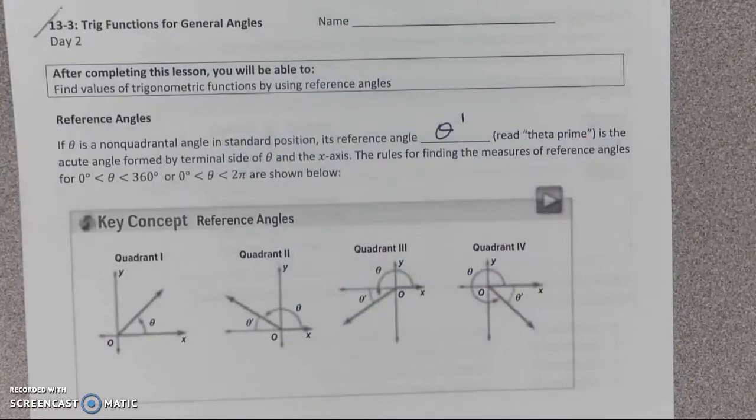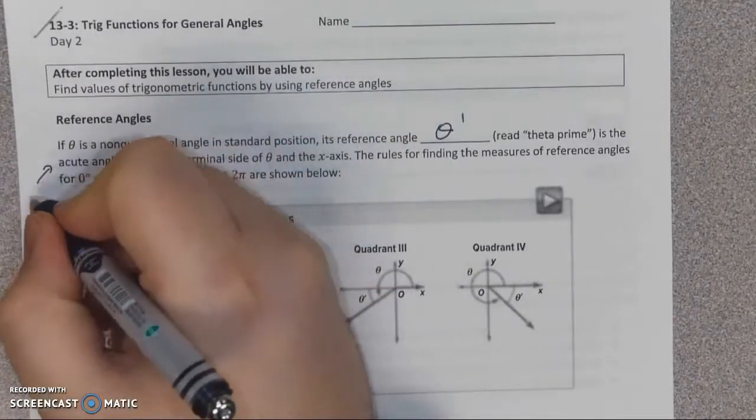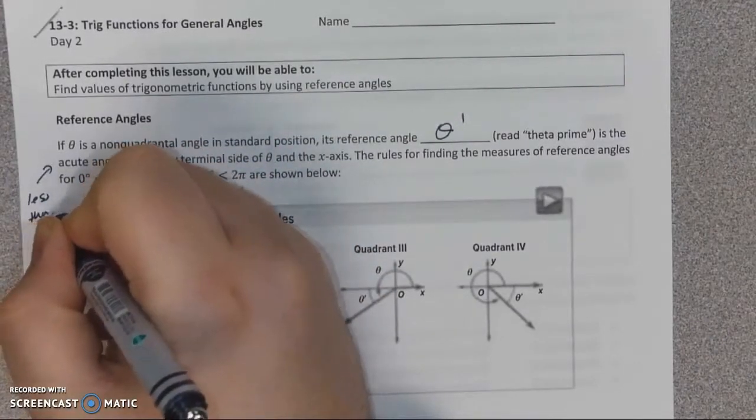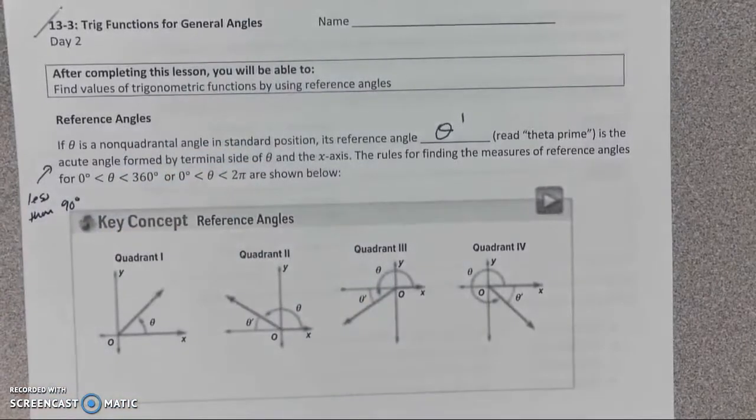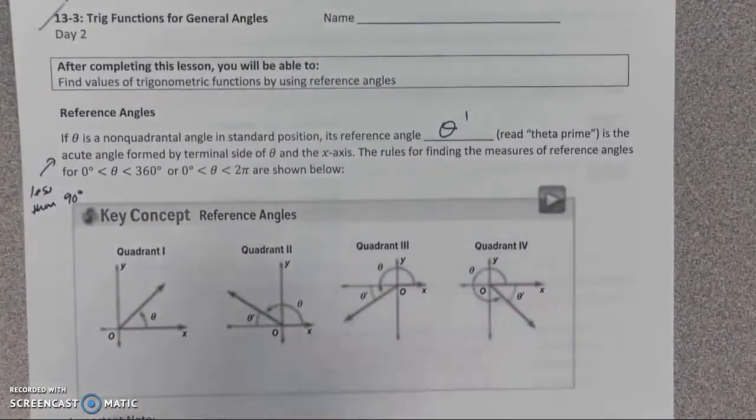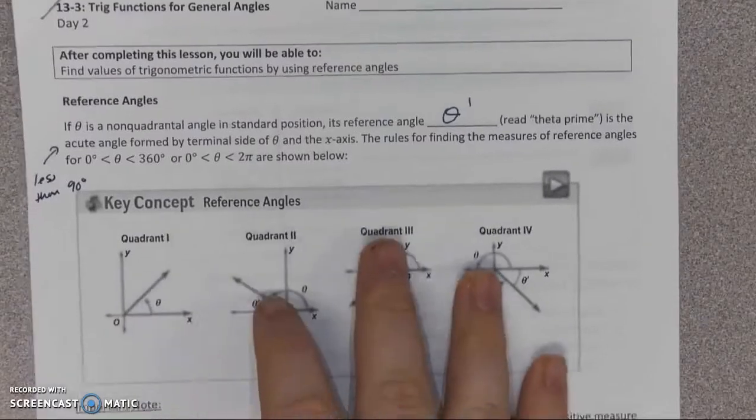theta prime, is the acute angle formed by the terminal side of theta and the x-axis. So this angle is acute, which means it's less than 90. The rules for finding the measures of reference angles for theta between 0 and 360, or 0 and 2 pi, either way you want to look at it, are shown below.